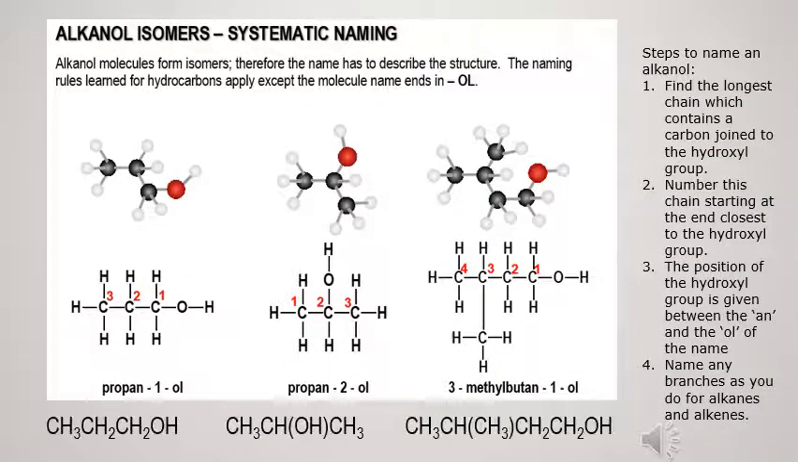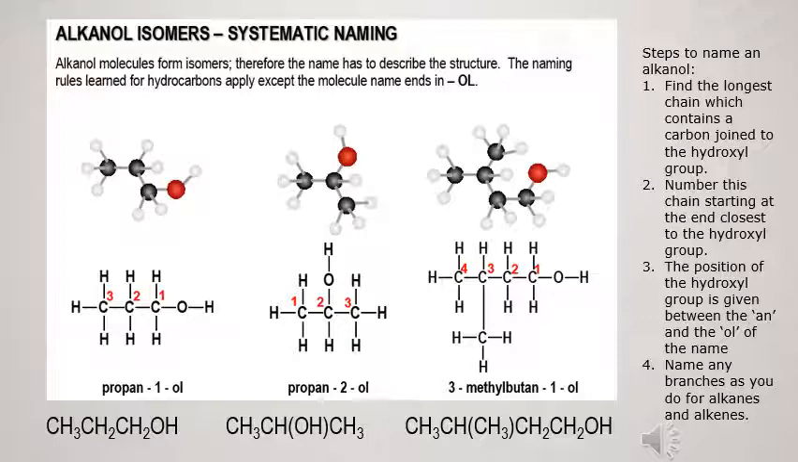In this slide, we're going to look at the systematic naming of alkanol isomers. Alkanol molecules form isomers, therefore the name has to describe the structure. Remember, isomers are molecules with the same molecular formula but different structures. The naming rules learned for the hydrocarbons apply, except the molecule name ends in "ol."